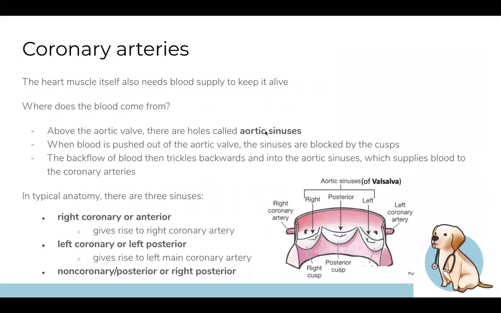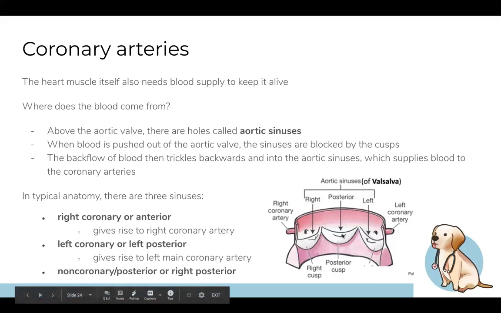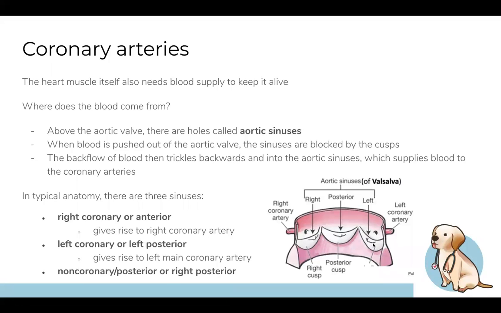Yes. So now this is pretty important. The coronary arteries, as we mentioned, supply the heart tissue, because the heart muscle needs to stay alive too. So the question is, where does this blood come from? There's no huge vessel that goes there. So above the aortic valve, this is the opened up aortic valve with all its leaflets.